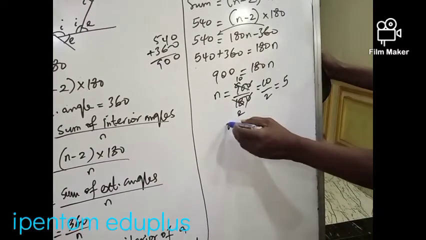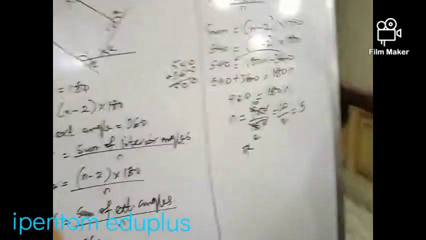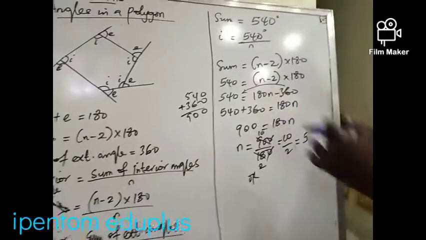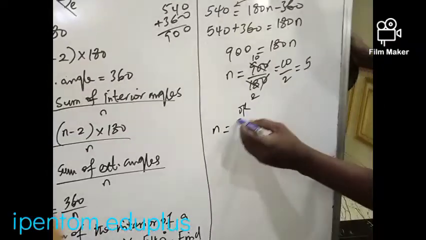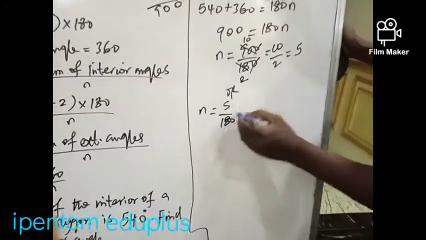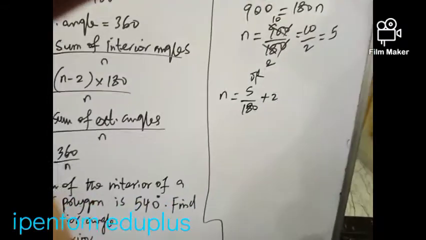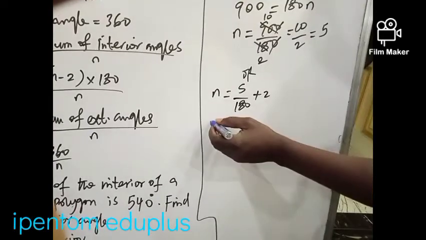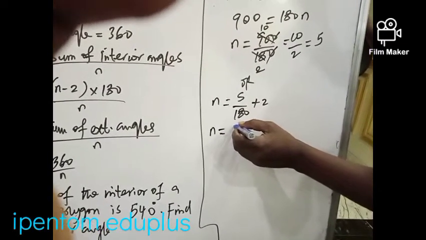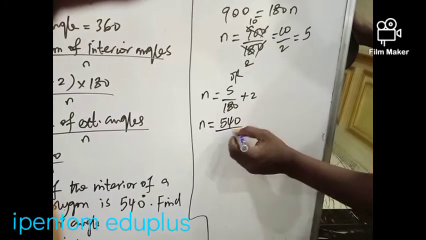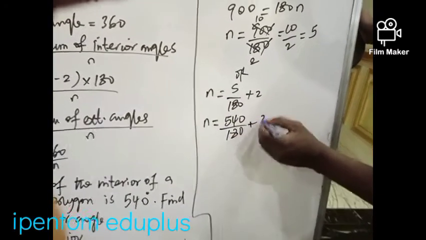But there's a shorter way of getting this if you don't want to pass through this long method. And that's the one that I gave in the previous class, that n is equal to the sum of angles divided by 180 plus 2. So you can also use this formula. And if you are using this formula, that means you are going to have n equal to the sum, which is 540, divided by 180, plus 2.